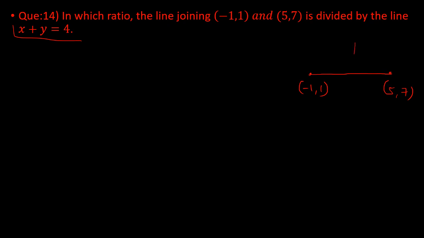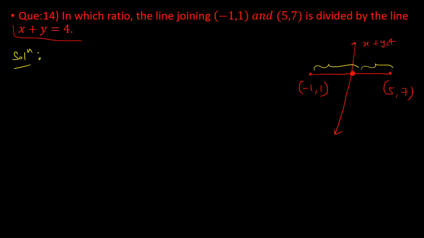Let me draw it in this way. This is x plus y equal to 4. You can see that this line divides the line segment joining -1, 1 and 5, 7. We have to find this ratio, right? So let's do some calculations.